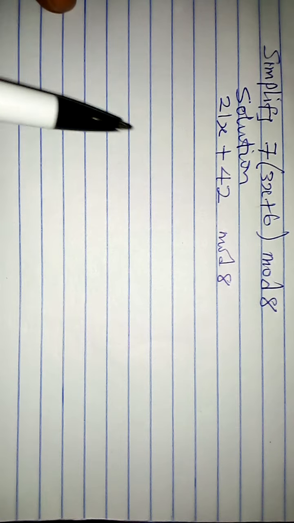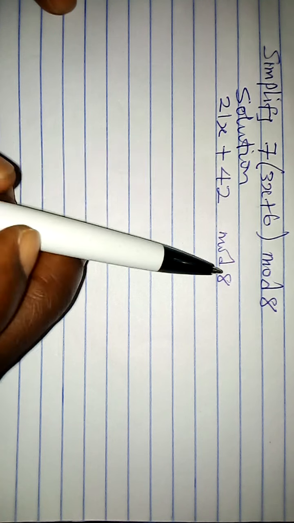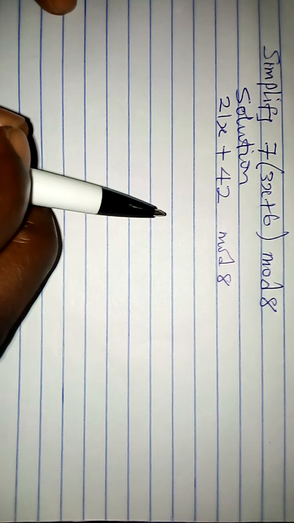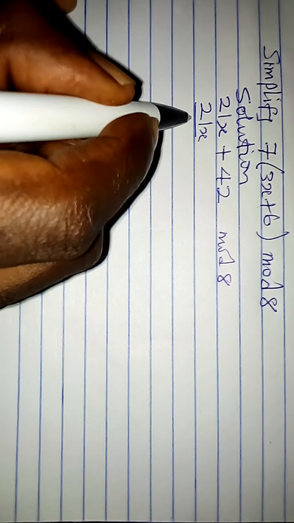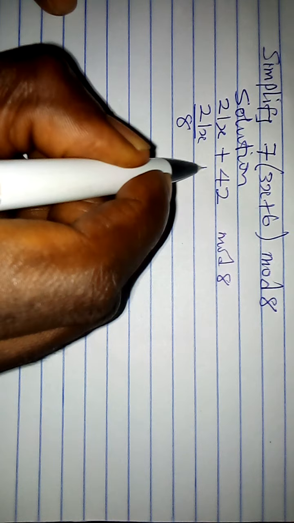So what do we do? You can see that 21 is greater than the modulus in question here. 42 is also greater than the modulus in question here. The modulus is mod 8. Mod 8 is 0 to 7. So what we do is we have to divide each of the terms by 8.